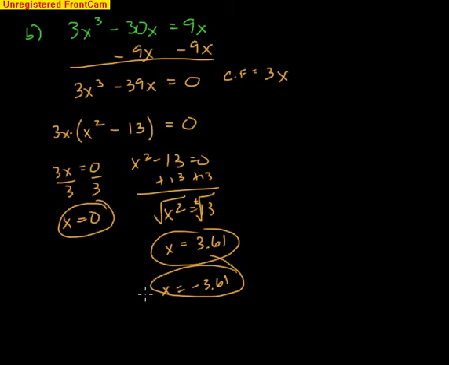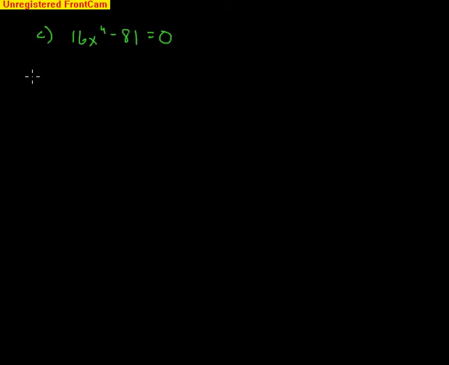Alright, and again, I'll emphasize, degree is 3 answers. Remember to make one side 0. Every problem, make one side 0. Okay, here's our last problem here. We have 16x to the fourth minus 81 equals 0.